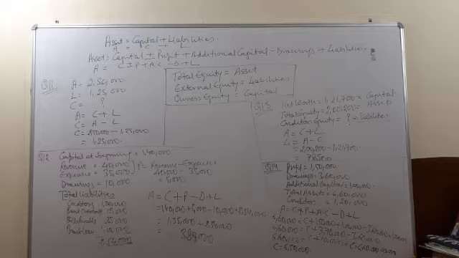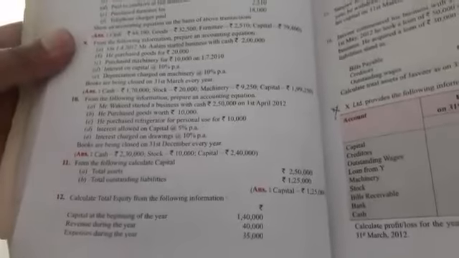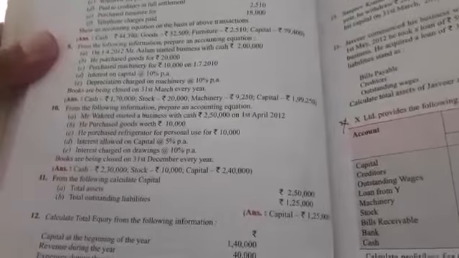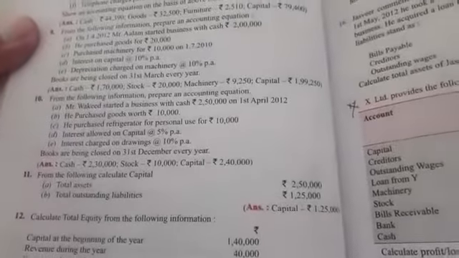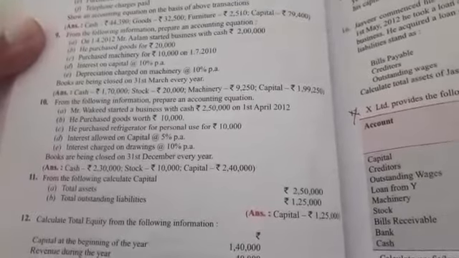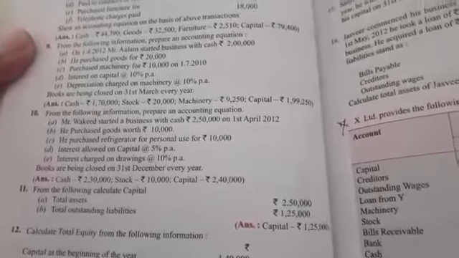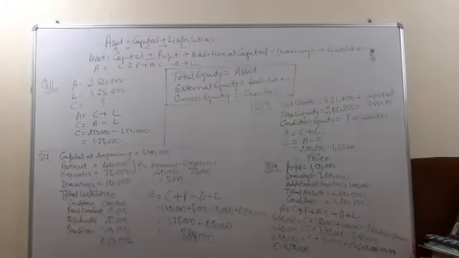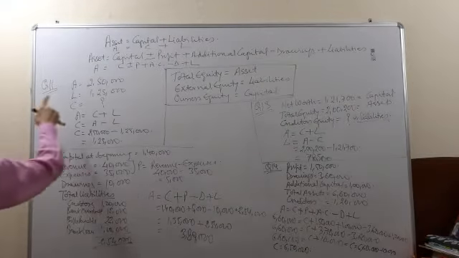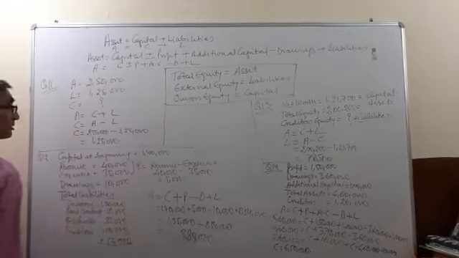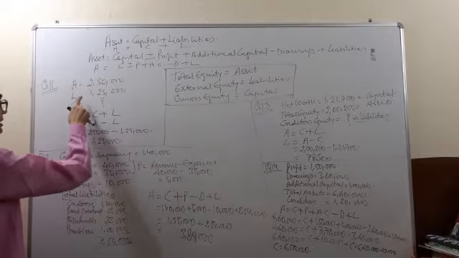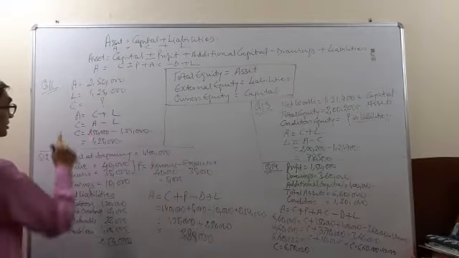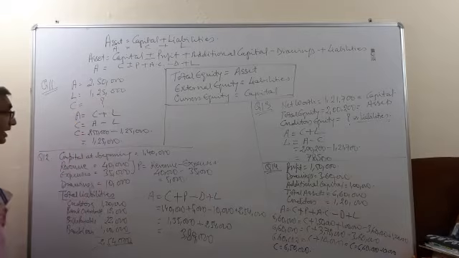So take question number 11. The question says, from the following calculate capital. Total assets are given 2,50,000. Total outstanding liabilities are given 1,25,000. And you have to calculate the capital. So asset is equal to 2,50,000, liability is equal to 1,25,000, and we have to calculate the capital.